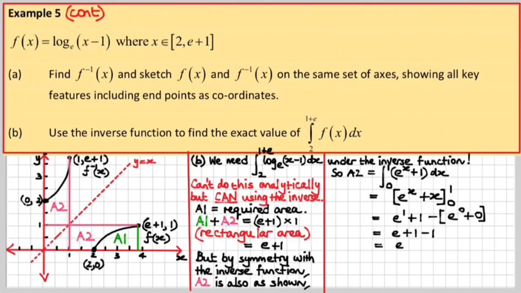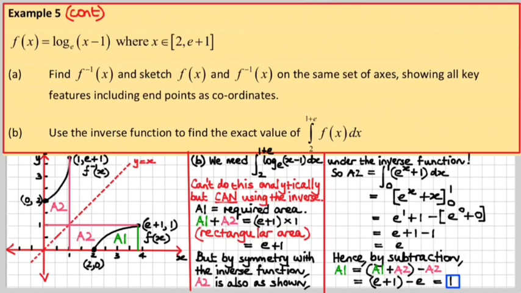Now, for the final knockout punch, we can say by subtraction, now we know what A2 is, and we also know what A1 plus A2 is from before. We know that A1 is what we got for the combined rectangular area, A1 plus A2, which was e plus 1 over here, okay, minus what we just got for A2 by fiddling with the inverse function. And therefore the result is just going to be 1. Whoop-de-doo. How do you like that? It's amazing, isn't it? So that is our lesson on areas between curves. Okay, go forth and do plenty of practice, and we'll see you soon.